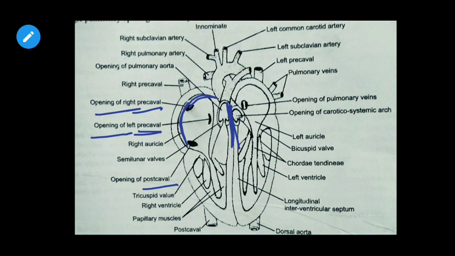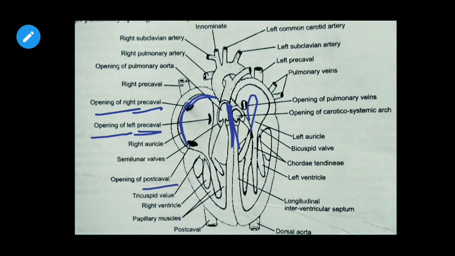The two pulmonary veins, bringing oxygenated blood from the lungs, open into the left auricle by a single pulmonary opening without any valve.